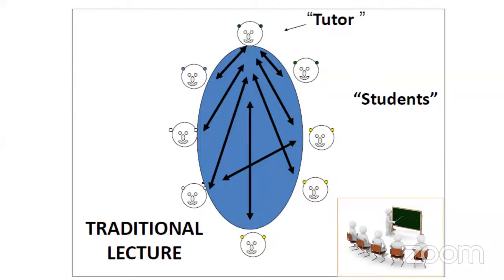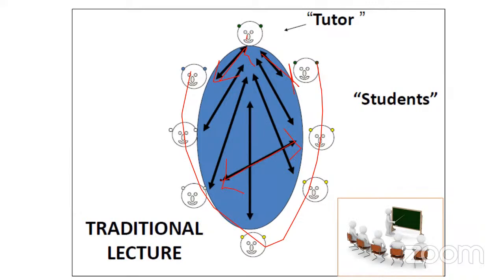Now, if you see the traditional lecture, the teacher is sitting there and they are all students. In the traditional lecture, it's kind of teacher-centric. All are, you see, both sides to the teachers. There are very few scopes where two participants or two learners can interact.